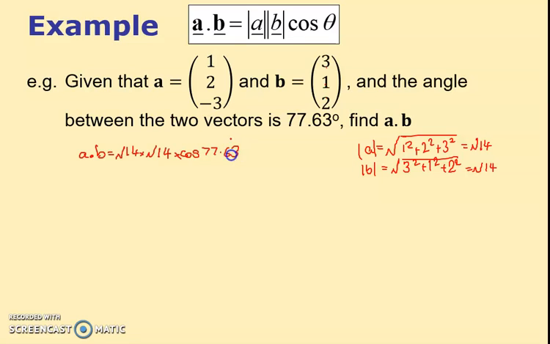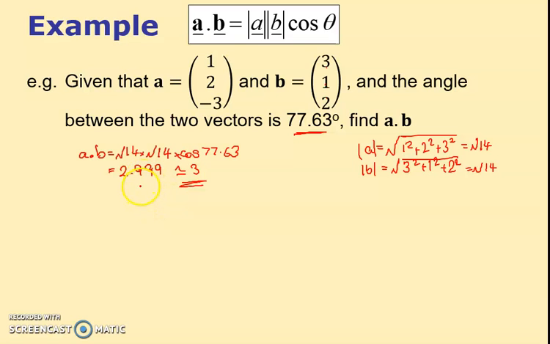77.63. So I'm going to get my calculator and type that in. Make sure you're in degrees. Yes, I am in degrees. So it's root 14 times root 14 is 14, times by the cos of 77.63. I get 2.999. Well, I'm assuming that 2.999 was meant to be 3, and in fact it was 3. Obviously, if I'd done this angle even more accurately, presumably it would have been even more accurately 3.